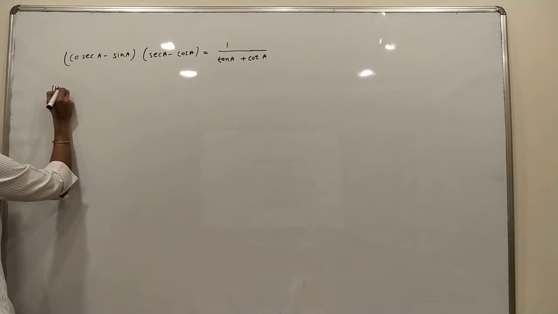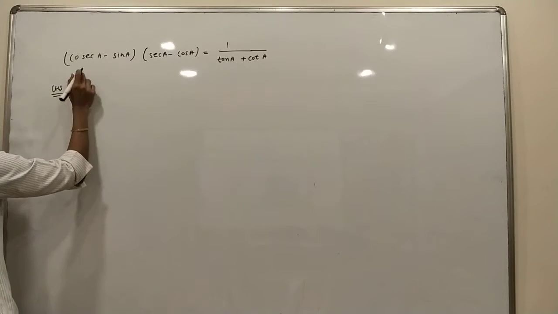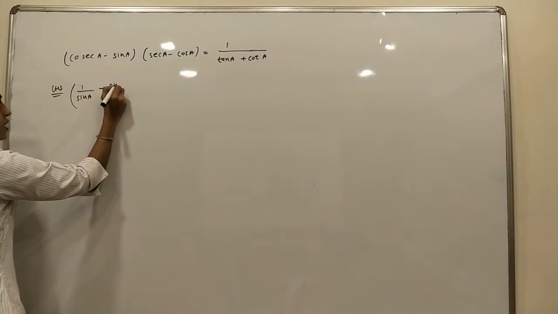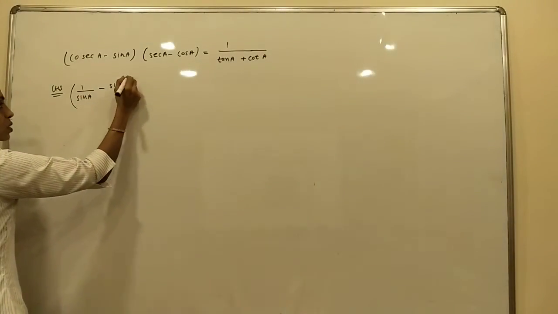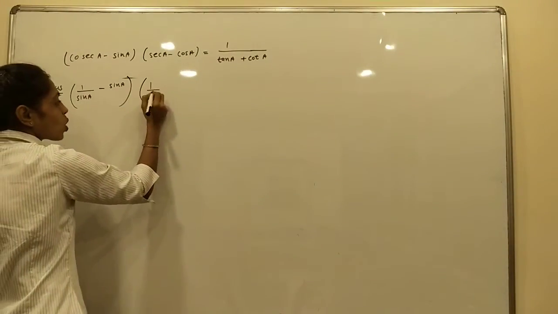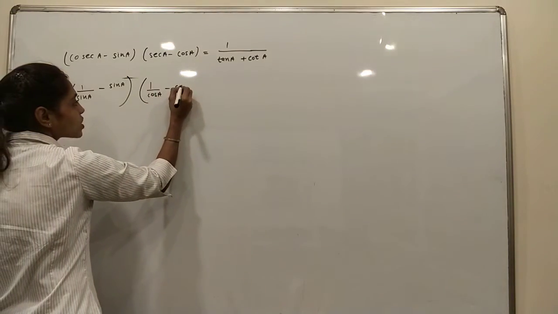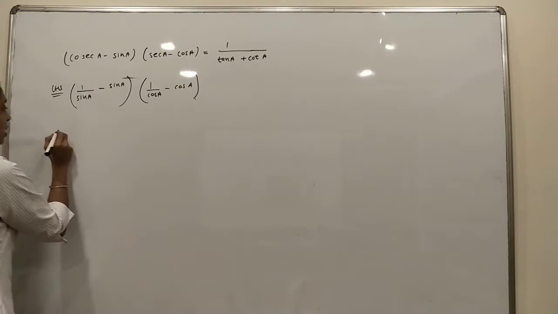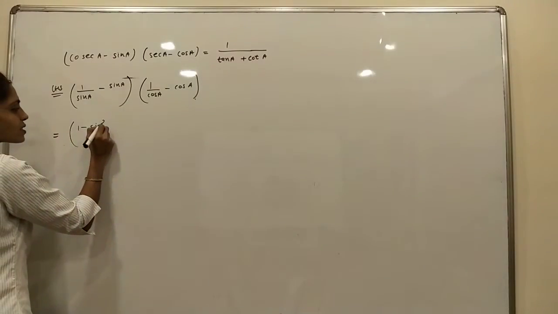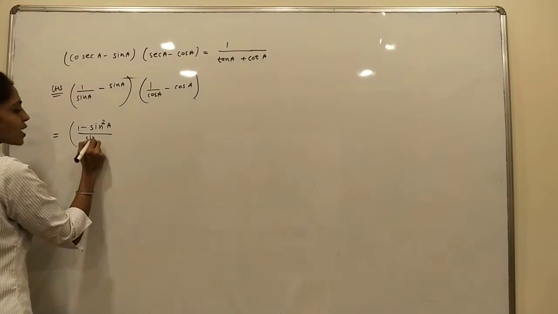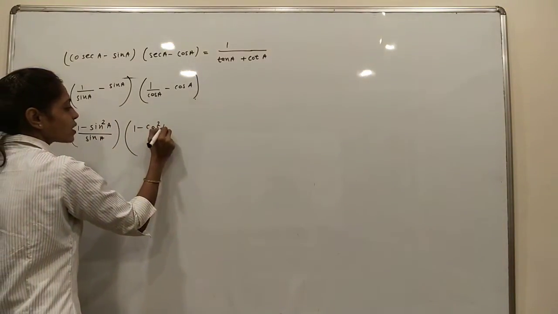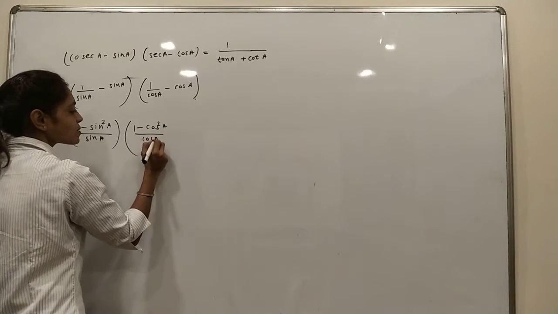Now LHS is cosec A minus sin A. Cosec is 1 upon sin A minus sin A. Sec is 1 upon cos A minus cos A. Now LCM: 1 minus sin square A upon sin A, 1 minus cos square A upon cos A.